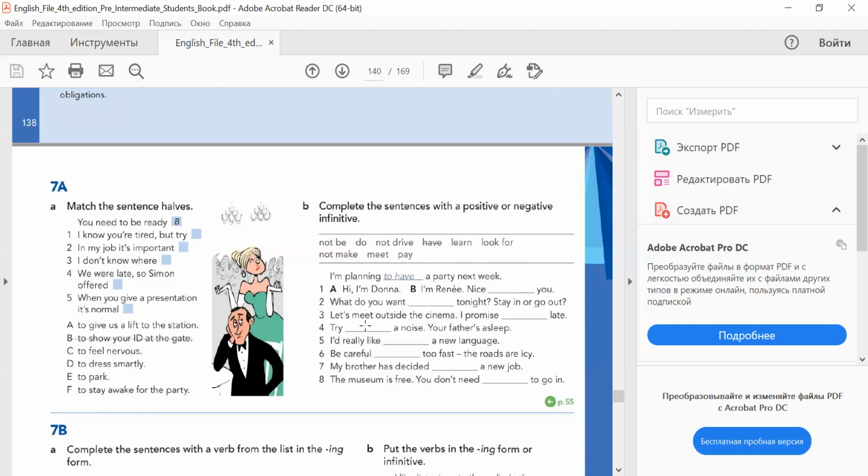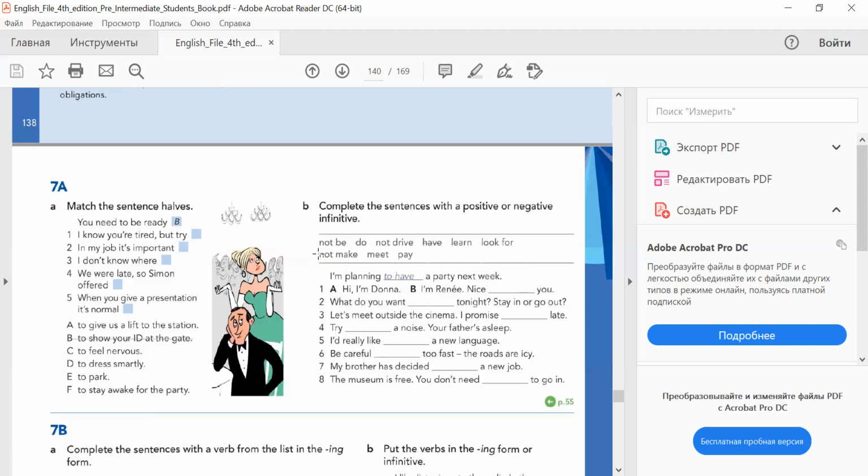Number 3, let's meet outside the cinema. I promise not to be late. Not to be late. Выбираем первый глагол. 4.